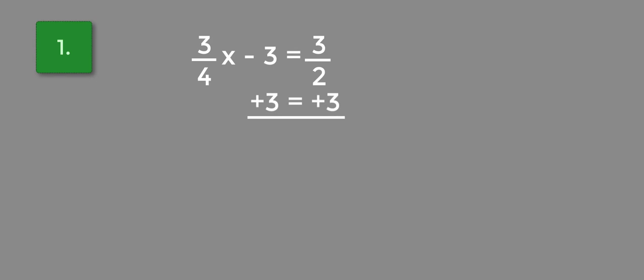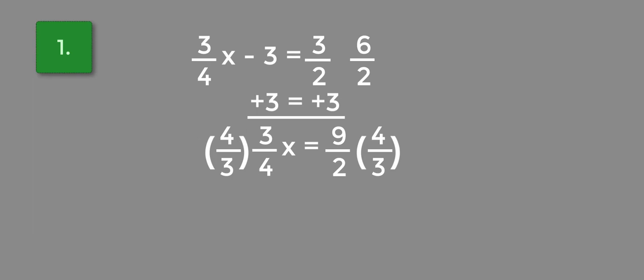And what we can recognize is that 3 is 6/2. So that makes this a little easier because 6 divided by 2 is 3. On the left-hand side, we're left with 3/4 x, and that equals 3/2 plus 6/2, which is 9/2. Then we multiply by the reciprocal of 3/4, which is 4/3.